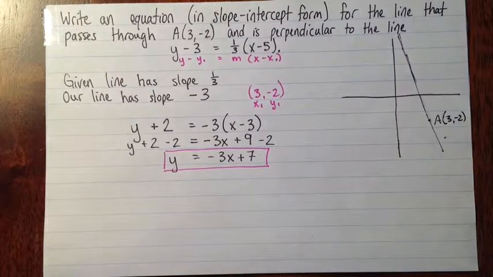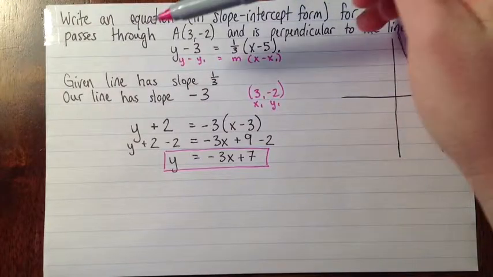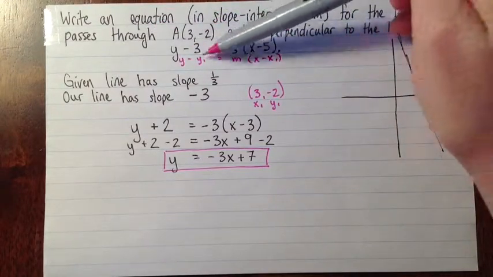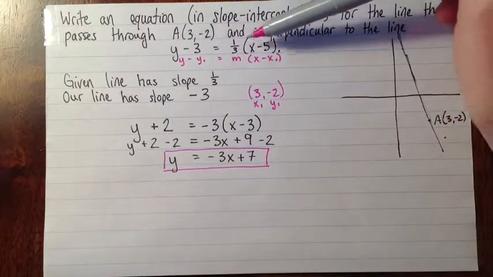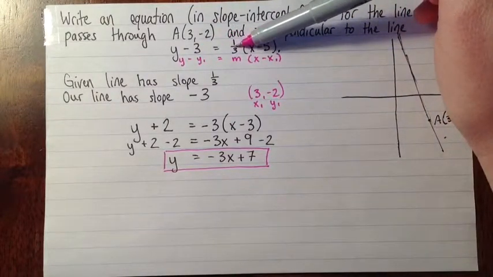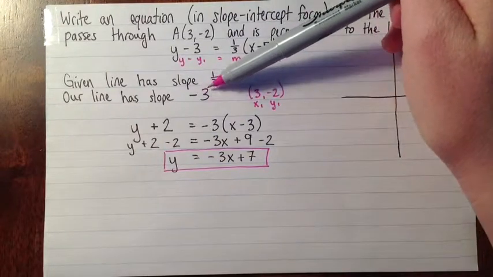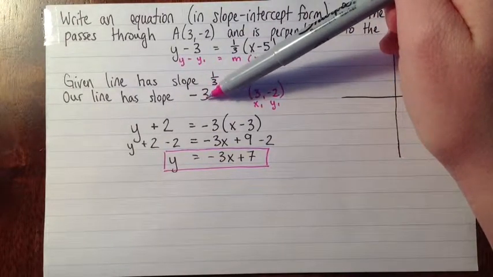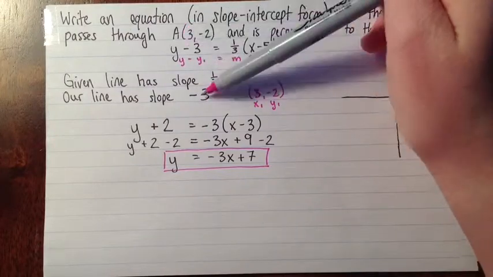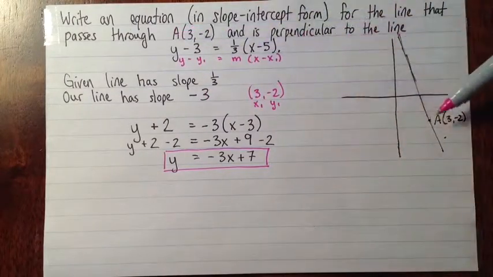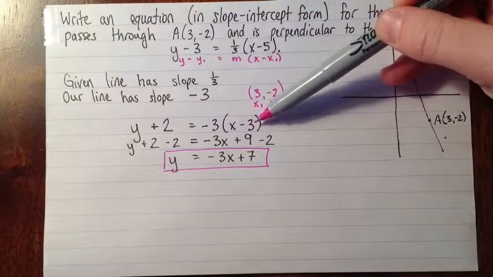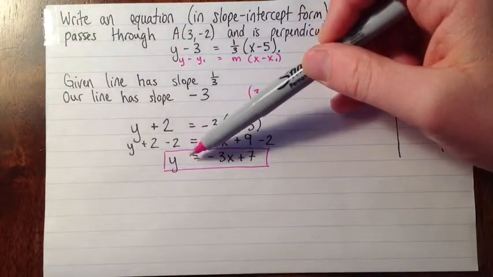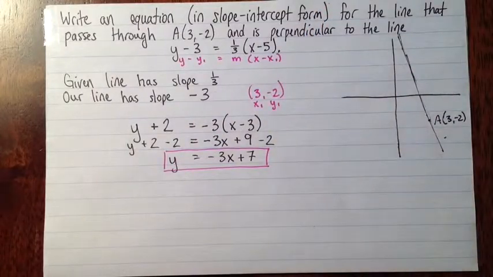It looks totally reasonable. Let's do a quick little review of what we did. We wanted an equation for a line that goes through a certain point and is perpendicular to this line. It turns out that the only information about the given line that we need is the slope, the 1/3. So we took the negative reciprocal to get our slope. And then using that slope and the point that the line goes through, we substituted those into slope-point form and then simplified and rearranged that to get slope-intercept form.